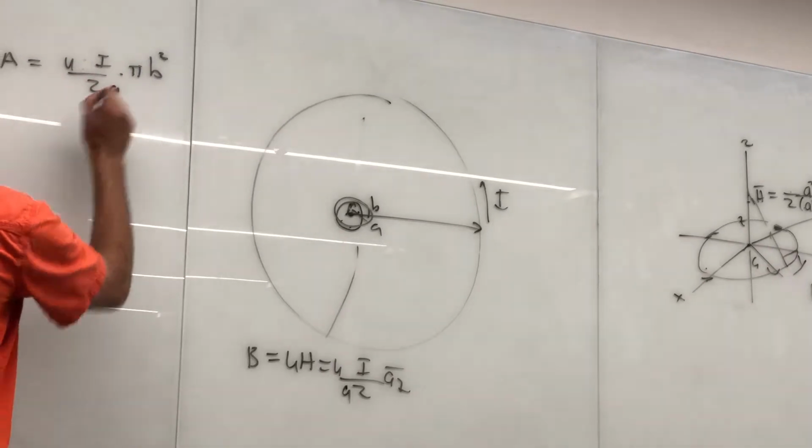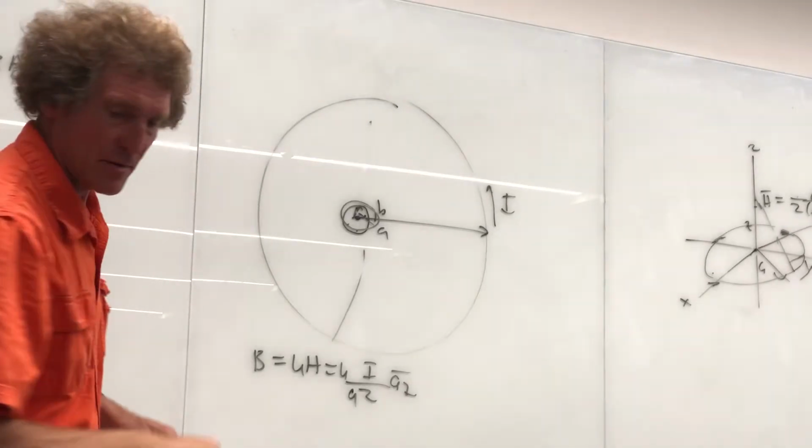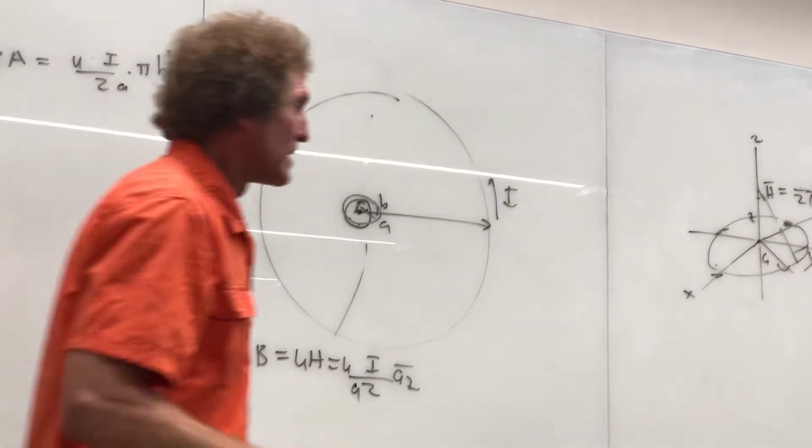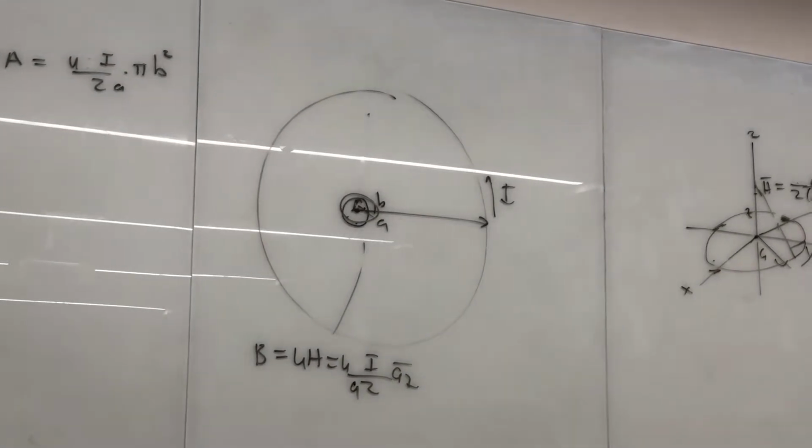And also, why? Wait, the outer loop is B, right? No, inner. Oh, is that right? Yeah, the outer loop's B. My bad. Okay. So it should be 2B. Here we go. This would be B.